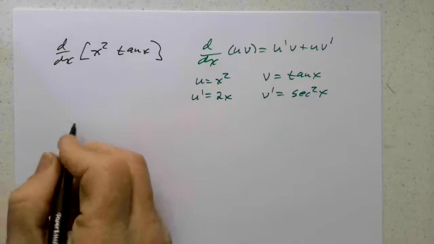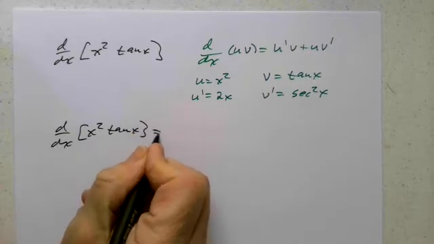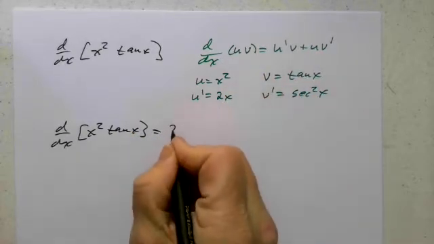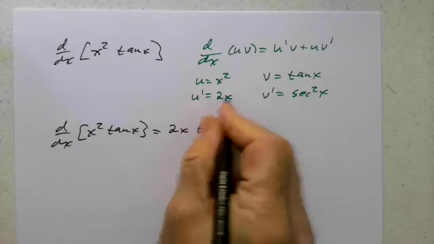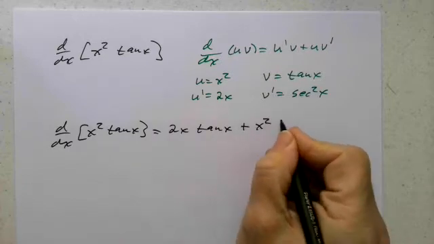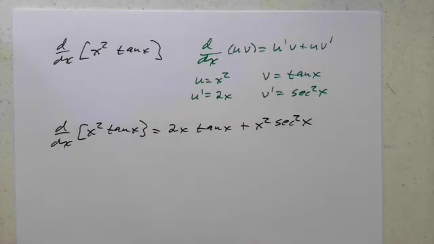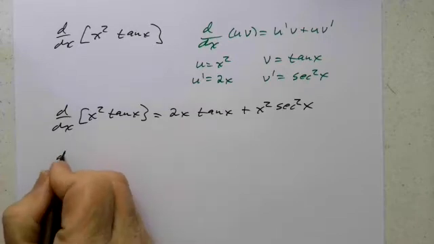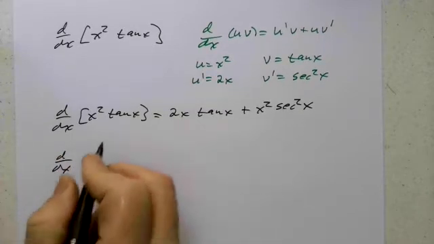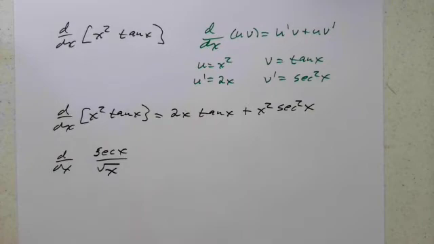So what we get is the derivative with respect to x of x squared tan x is u prime v, 2x times tangent x, plus uv prime, plus x squared times secant squared x. Could work that way. We could also do one that would be a quotient, something like, what is the derivative with respect to x of secant x divided by the square root of x? If we're going to do this, we need to use the quotient rule, and let's remind ourselves of that.